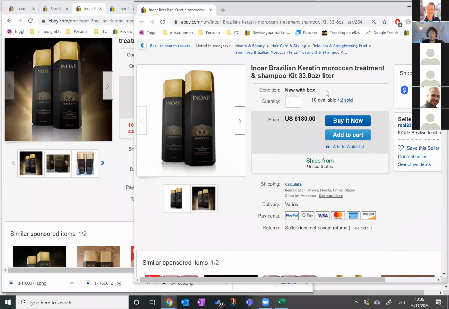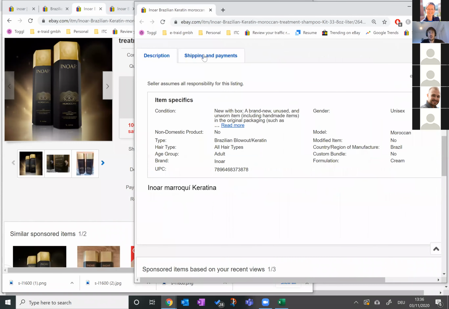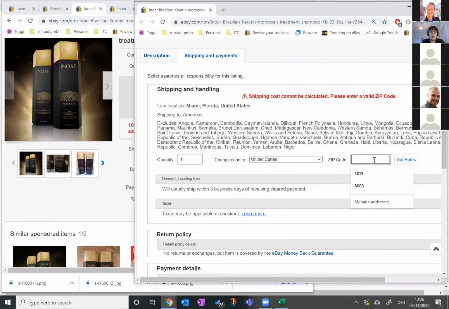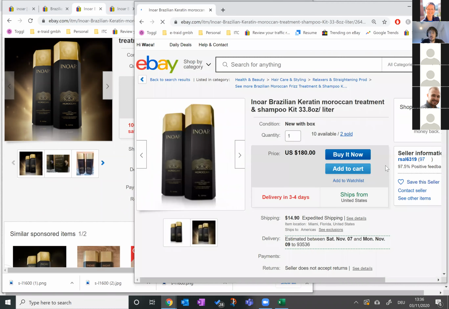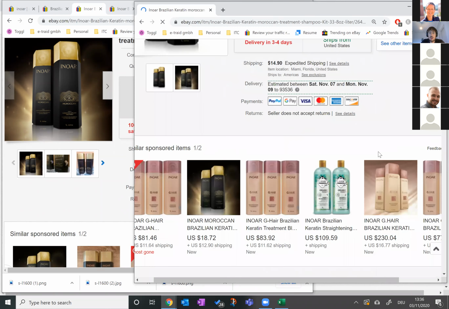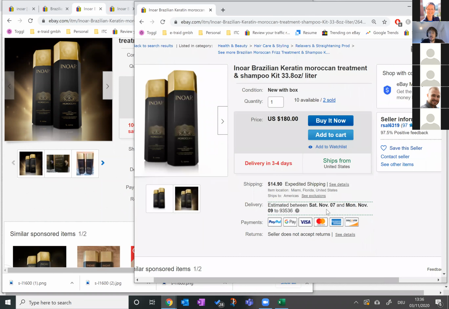And if I want to know, I actually have to tell the seller my zip code. So I'm going to say that I'm in California. So I'm putting my zip code in here to calculate the shipping cost, and it's telling me also expedited shipping. I can actually get it by November 7th, which is really fast, but there is an additional cost here of $14.90.